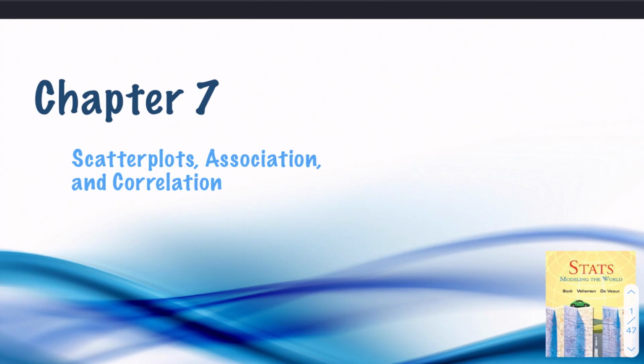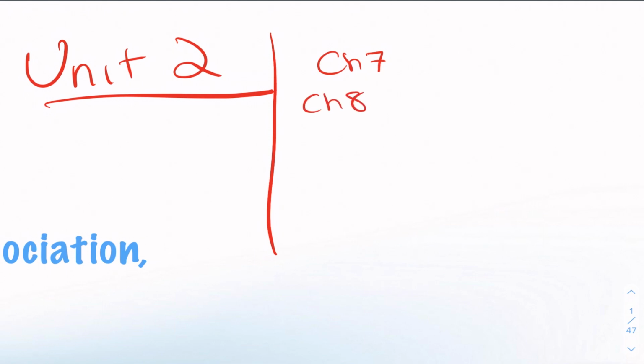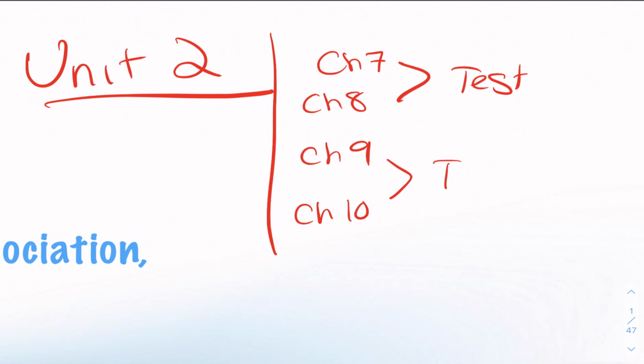So AP Stats, we have now made it to Unit 2, and that starts with Chapter 7. The way that we are going to break down Unit 2 is as follows. We are going to group Chapter 7 and Chapter 8 in terms of test, and then we are going to conclude Unit 2 with Chapter 9 and Chapter 10. And then we will test on the entire unit afterwards. So test 1 and then test 2.